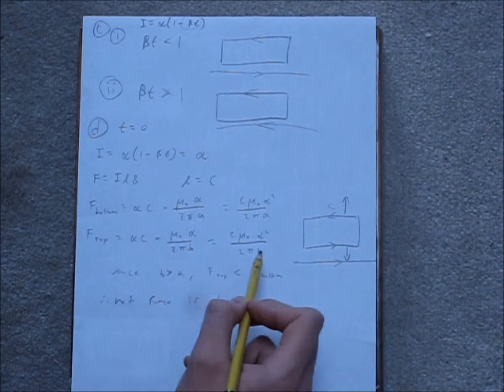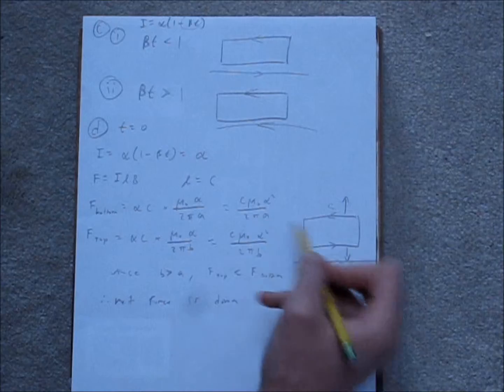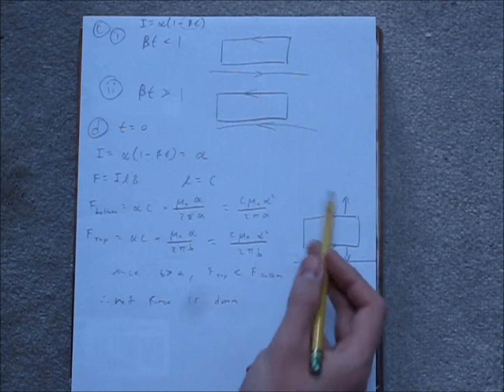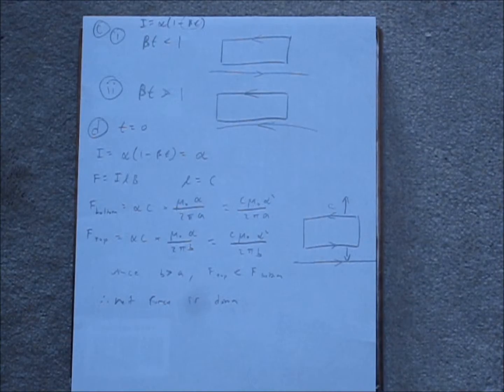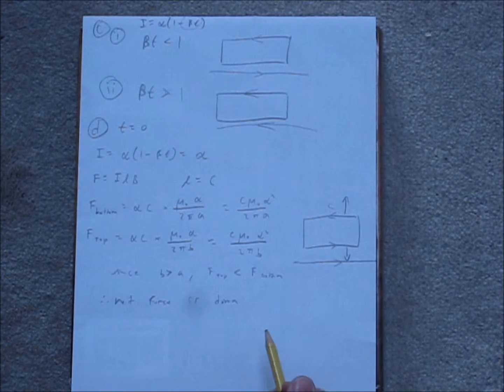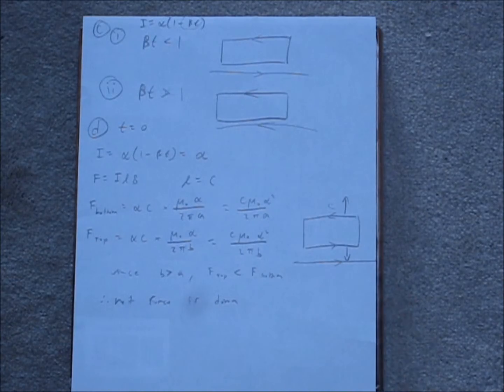For the top, the only difference is that the radius is B, and since here it's going this way, the wires would try to separate, so it would push it up. So the forces are going opposite each other, so you need to find the difference. But since this is really only asking us whether it's going up or down, if there is a difference, then all we need to know is that since B is greater than A, and they're being divided by these constants, we know that the F top would be less in magnitude than F bottom. So we know that the net force would be going down.